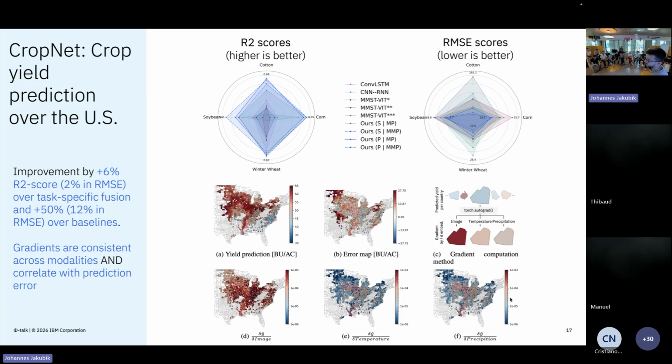So here we are outperforming because we are the inner thing. And here our R2 scores, higher is better. So we are at the outer side. So we are outperforming the models that were proposed for this task in the past.